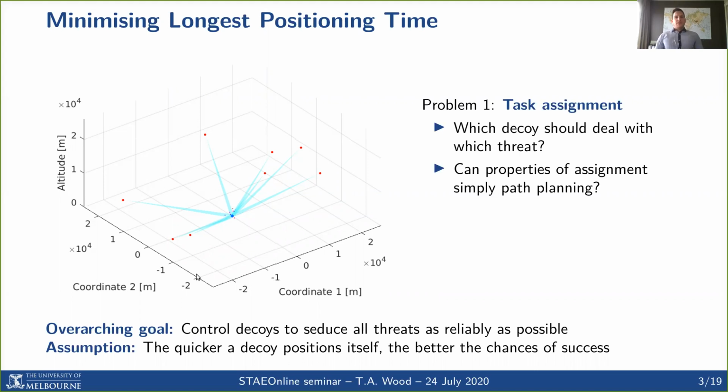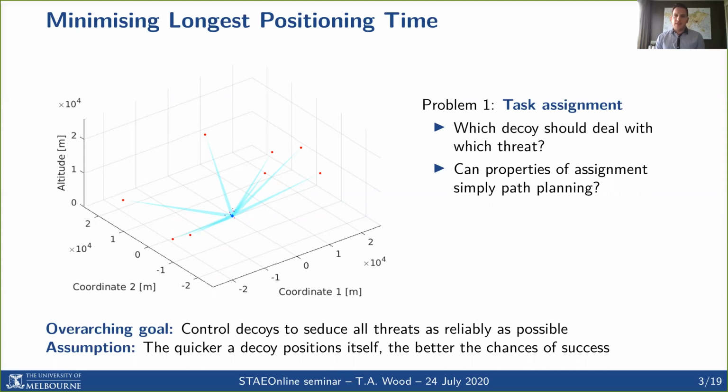The first problem is we have multiple decoys. We assume we have more decoys than threats. The first decision to be made is which decoy should deal with which threat. So the first problem is task assignment, the task being to position a decoy to seduce a threat.